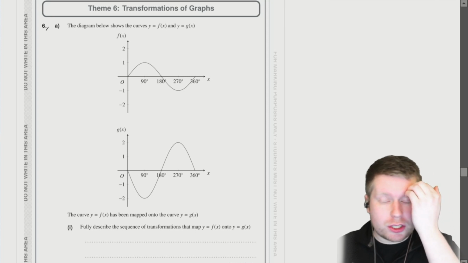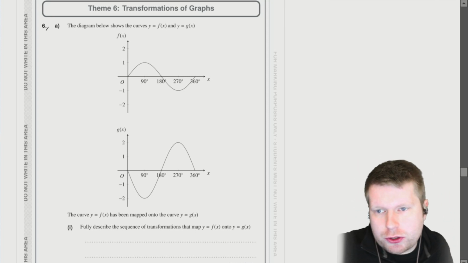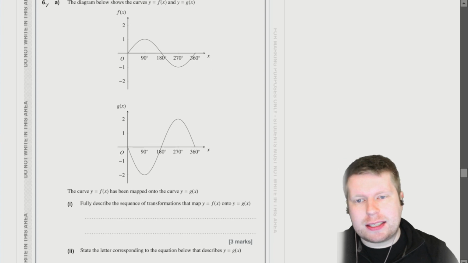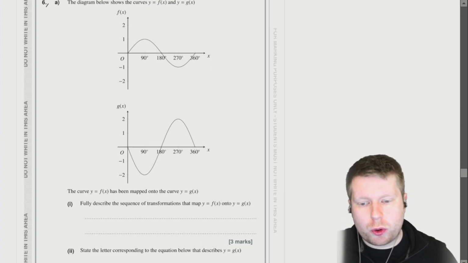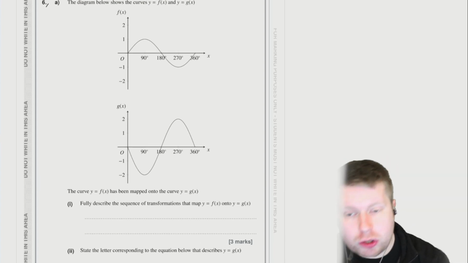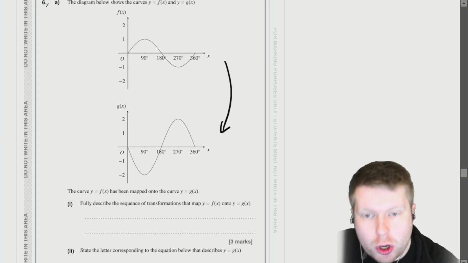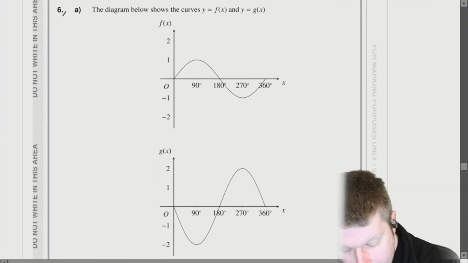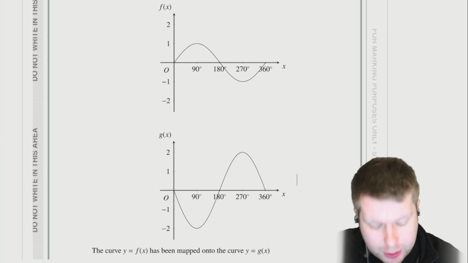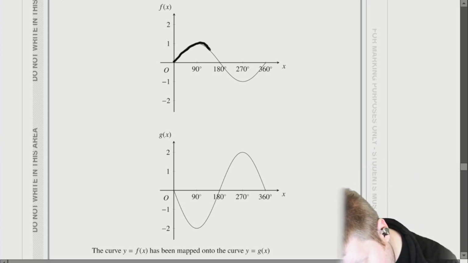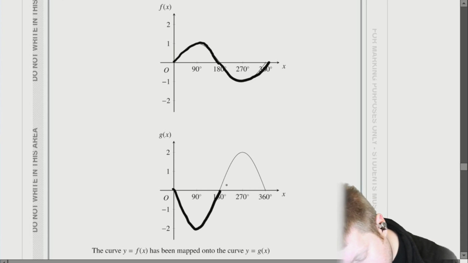Okay, so let's have a quick look at question 6, which is transformations of graphs. So we've got two diagrams below, f of x and g of x. There's two graphs here which have been drawn. All we have to do is just describe what transformations have happened to get from the top graph to the bottom graph. You can clearly see that this graph used to go up, but now it goes down. And then over here it used to go down, but now it goes up.